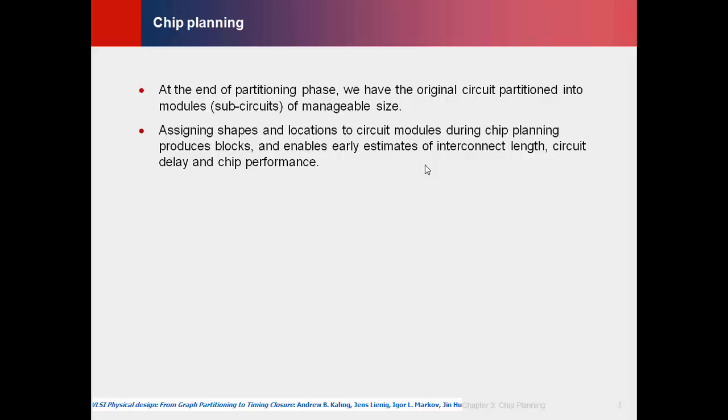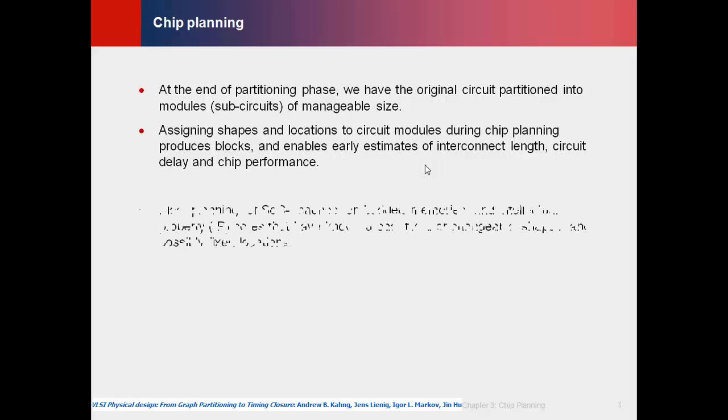But anyway, at the end of the partitioning phase, we have the original circuit partitioned into sub-circuits of manageable size, and assigning the shapes and locations to the circuit modules is the job we have now in the floor planning phase. And we have to have some early estimate of the interconnect length so that we meet the required needs of the chip in terms of performance.